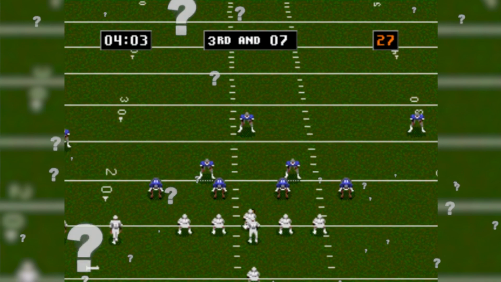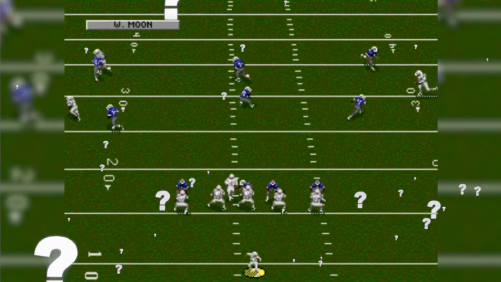However, what do you guys think of this evolution in sports game history? Do you have a favorite era? Do you have a favorite title?